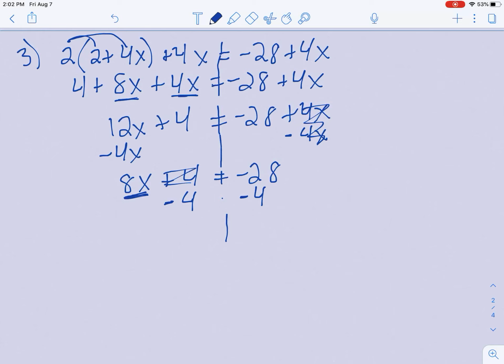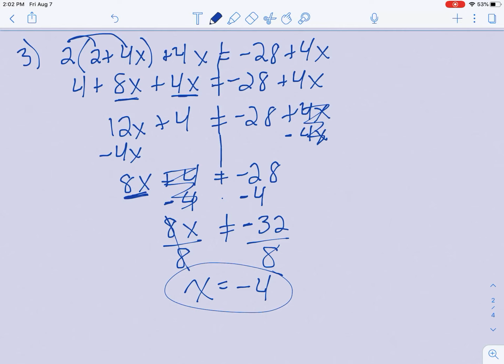Anything I do to one side, do to the other. So those 4's are gone. I'm left with an 8x on one side. Negative 28 minus 4 would be negative 32. I have 8 times x. The opposite of times would be dividing, so I'm going to divide by 8 on each side, and I'm left with x equals negative 4 for my answer.